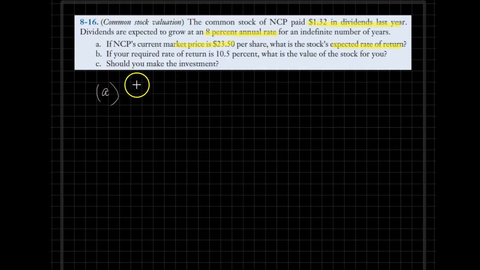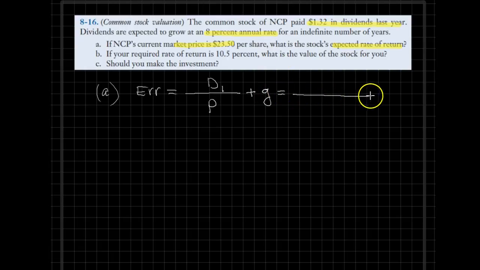So for part A, the expected rate of return formula, as you would recall, was dividends in the following year, divided by market price, plus the growth rate. Well, dividends in the following year can be represented in terms of dividends in the previous year times 1 plus the growth rate, divided by price, plus the growth rate again.